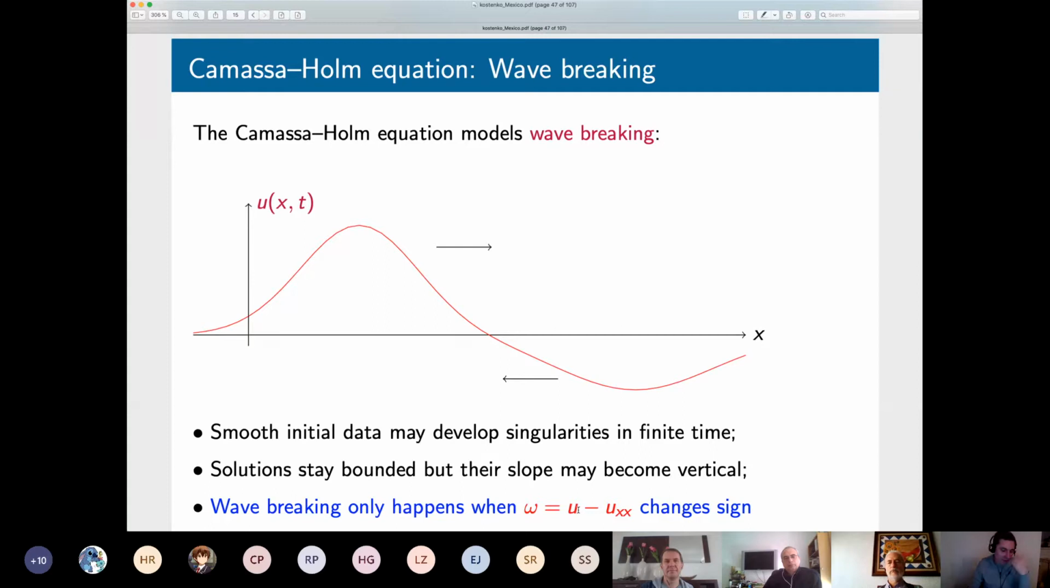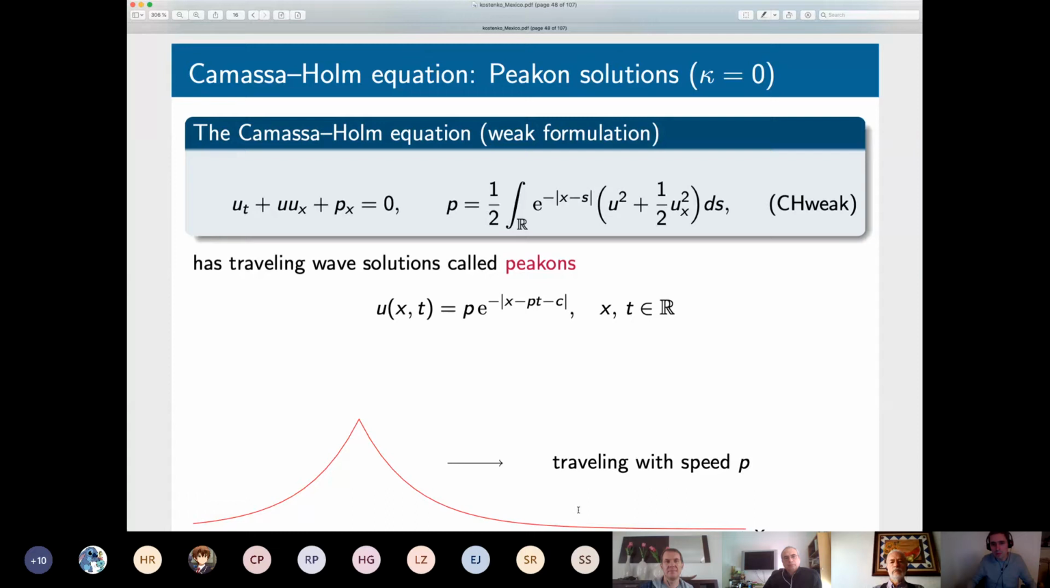One more curious feature of the Camassa-Holm equation is that it has very simple solitons and a very simple soliton interaction. There are several regimes. If we take kappa equal to zero, this is called the dispersionless regime. It will be clear a little later why it's called dispersionless. In this case, but not only in this case, the Camassa-Holm equation can be slightly rewritten, which allows us to give a weak reformulation of the Camassa-Holm equation.